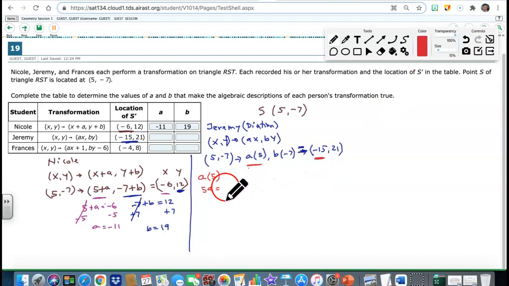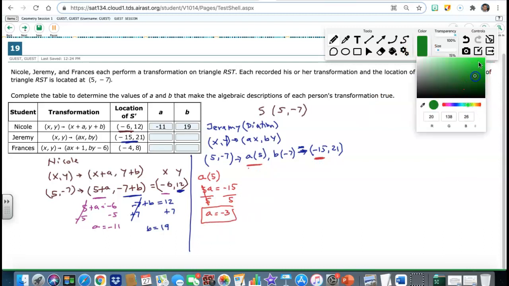That's going to be equal to negative 15, divided by 5. 5 divided by 5 is 1, so it cancels out. A equals negative 15 divided by 5, which is negative 3. I got a value of a. Do the same process with the b, or with the y values, okay?